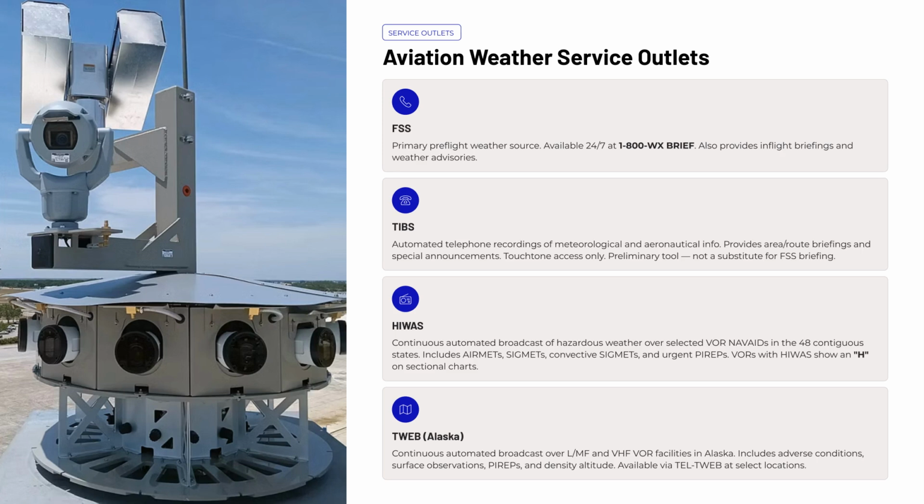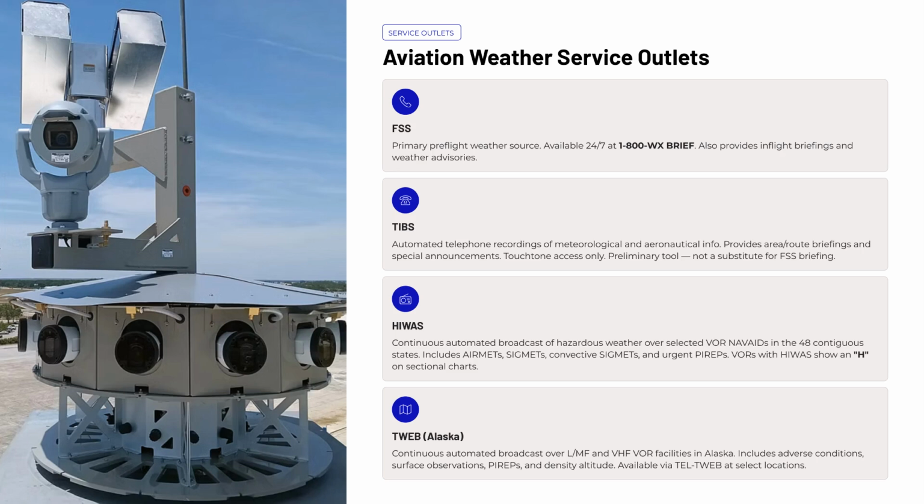AWOS, the Hazardous In-Flight Weather Advisory Service, continuously broadcasts hazardous weather information over selected VOR facilities across the contiguous 48 states. This includes AIRMETs, SIGMETs, convective SIGMETs, and urgent PIREPs. You can identify AWOS-equipped VORs on your sectional chart by looking for the letter H in the navigation box.